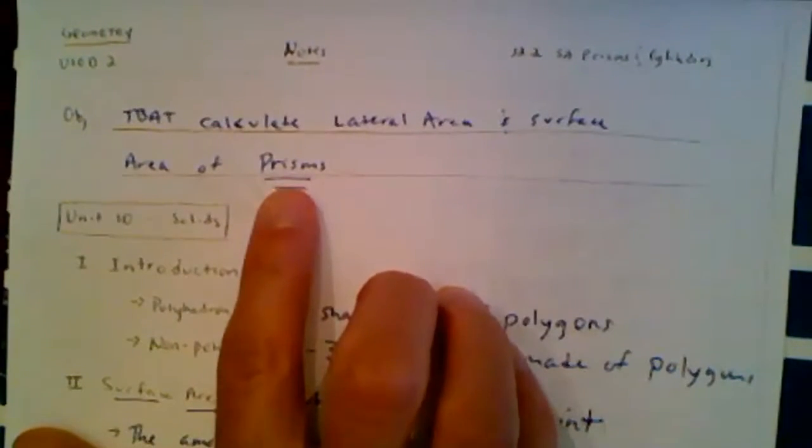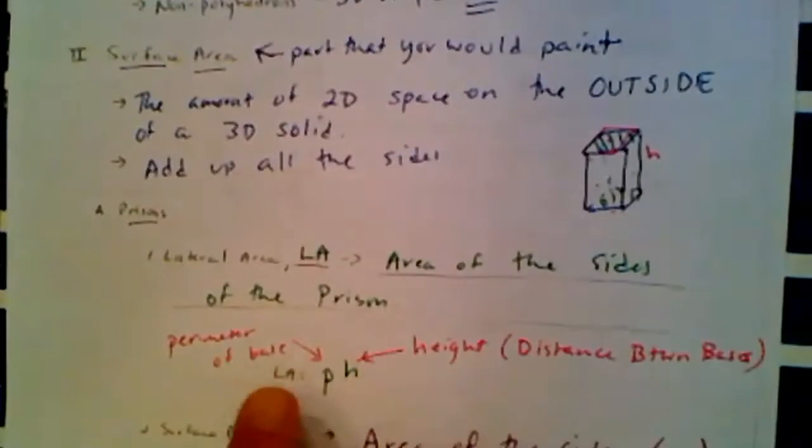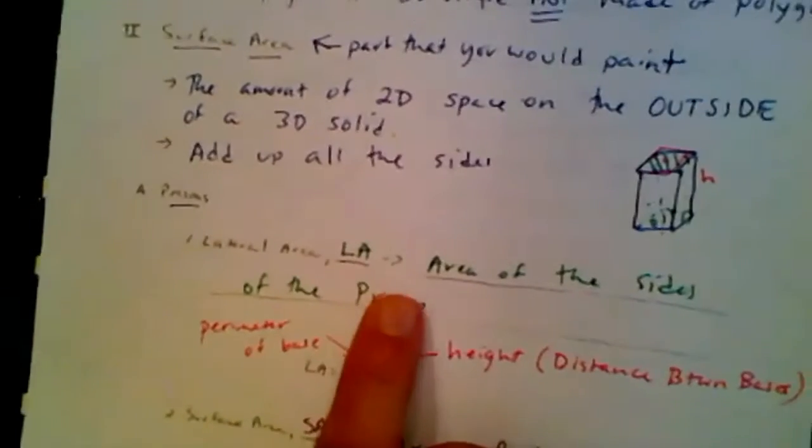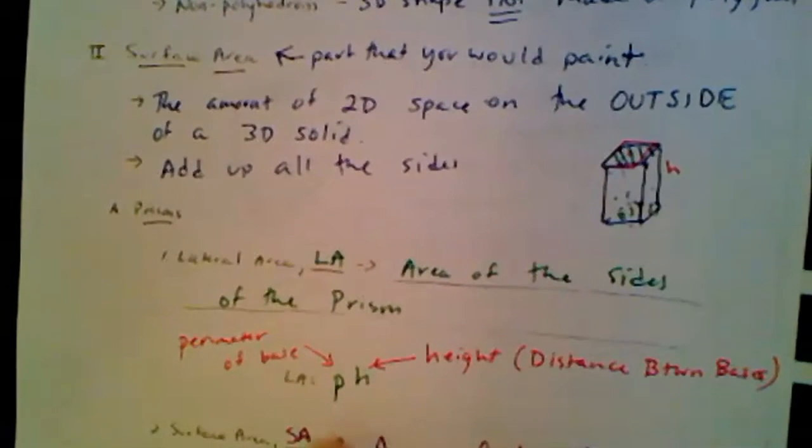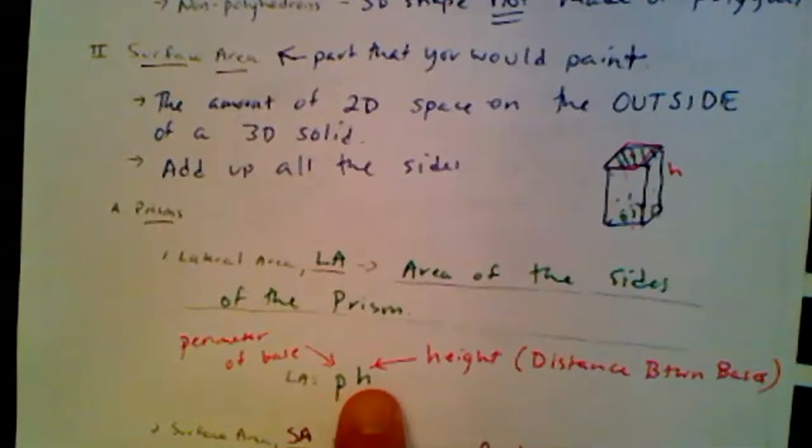And again, that came about in 2 ways. It came about with something called lateral area. This is just the area of the sides of the box. So just the sides of the box is the lateral area. And we found that by doing the perimeter of the base times the height.